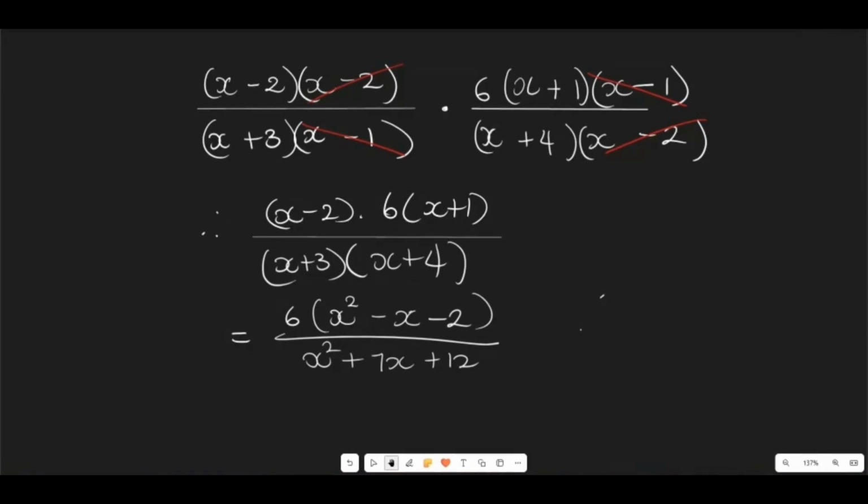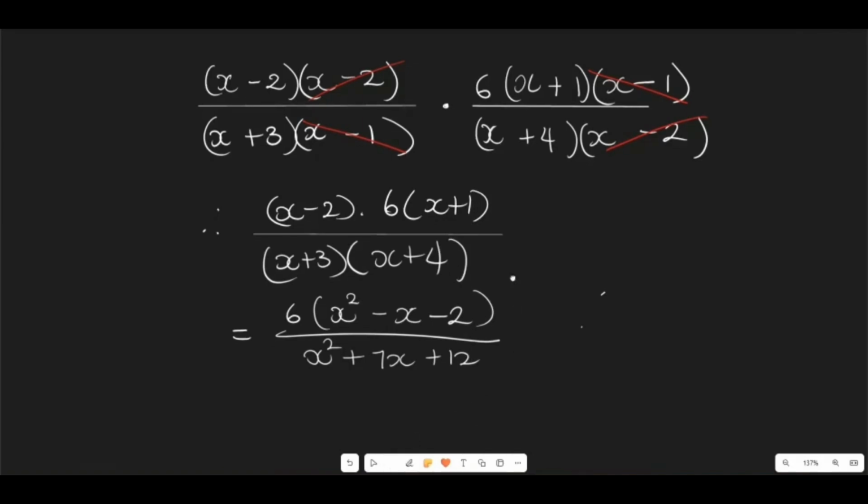So, let's do the division of fractions, right? And then we will be done for today. Division of fractions, and we will be done for today.